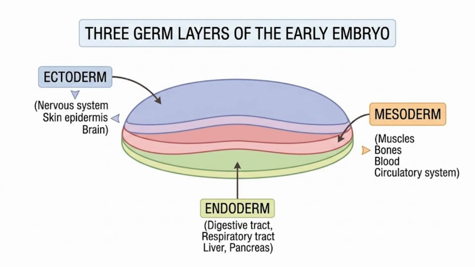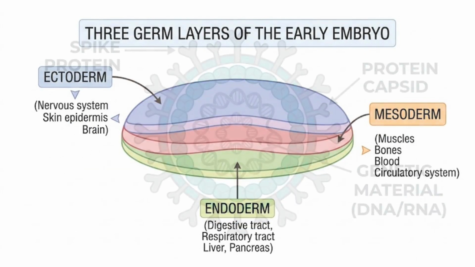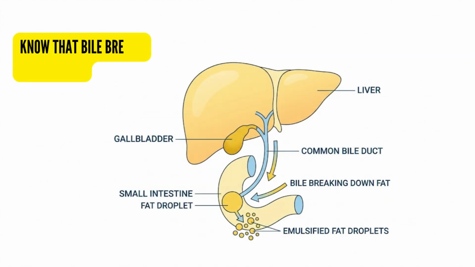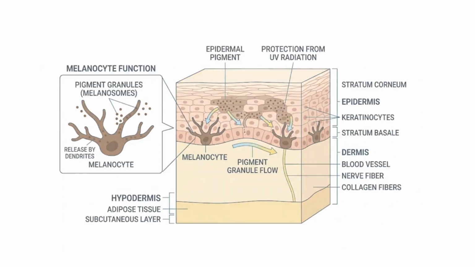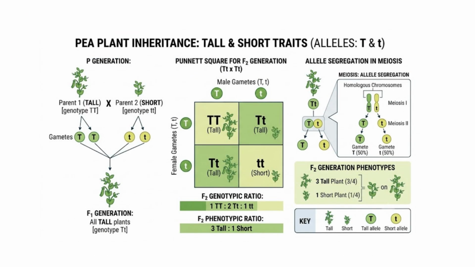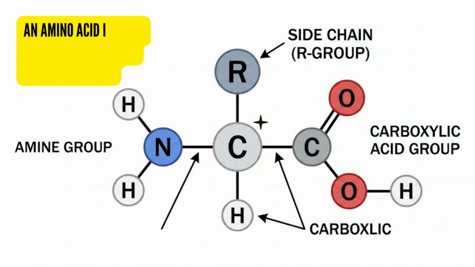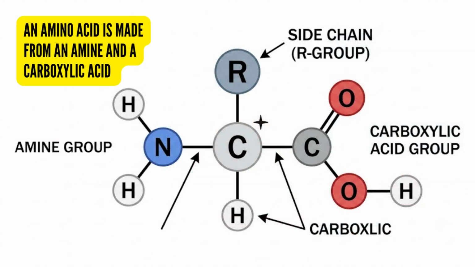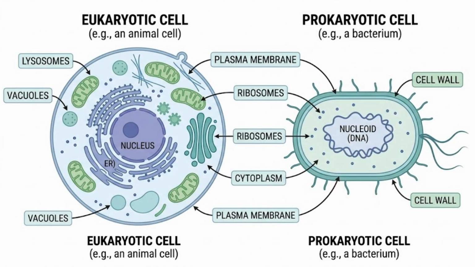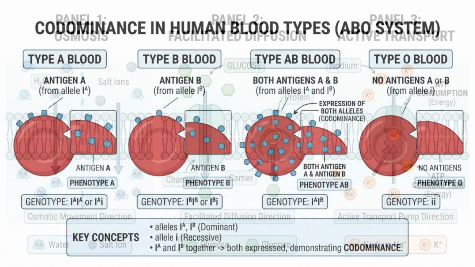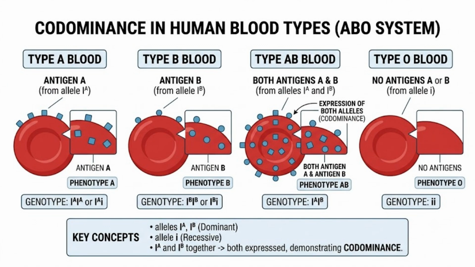Endoderm, mesoderm, and ectoderm. Viruses. Taxonomy hierarchy. Know that bile breaks down lipids. Melanocytes. Mendel's laws. Non-Mendelian inheritance. Know that an amino acid is made from an amine and a carboxylic acid. Difference between eukaryotic and prokaryotic cells. Differences among osmosis, active transport, and facilitated diffusion. Codominance, especially pertaining to blood types.